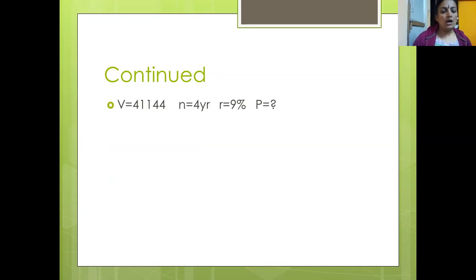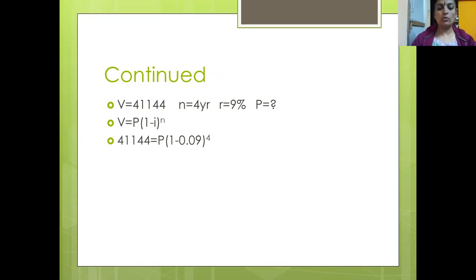In the same way, we have already calculated the rate of depreciation, and another part of the question is to calculate P, that is, the original value of the asset. Here the value after depreciation is given, 41,144 for 4 years, so n is equal to 4 years. R we have calculated, that is 9%. And here our task is to calculate the original value, that is P. And look here, V is equal to P within the bracket 1 minus I raised to the power of n.